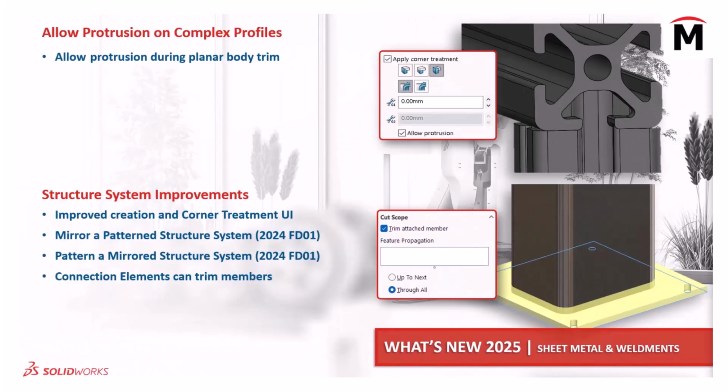Let's discuss some of the other great enhancements in 2025. For complex weldment profiles, we now have the ability to allow protrusions during planar body trim. There are several enhancements to the structure system. Improved creation of structure systems as well as improved corner treatment UI. We can mirror a patterned structure system or pattern a mirrored structure system. And you can also trim members with connection elements as shown here.